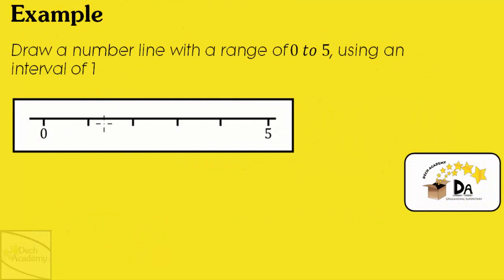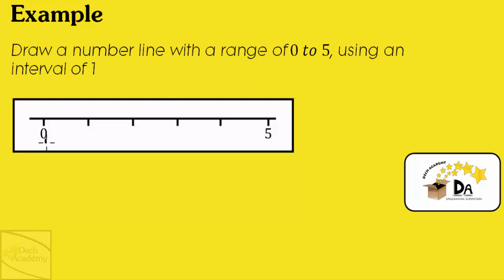So let's go through an example. Draw a number line with a range of 0 to 5 using an interval of 1. So I've taken the first step. This number line has a range of 0 to 5 because the smallest number, which lies to the extreme left, here is 0. The largest number is 5. Now we need to fill it in so that it's a complete number line with an interval of 1.